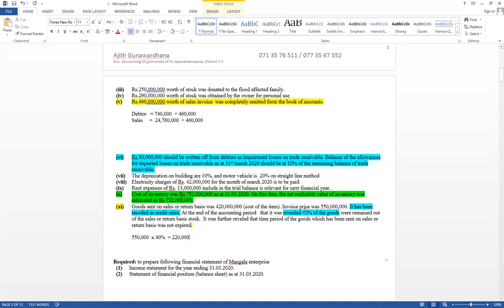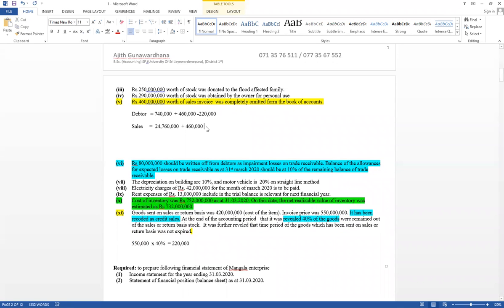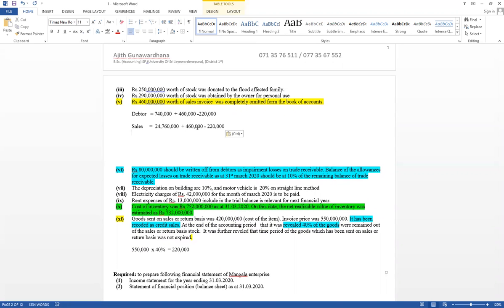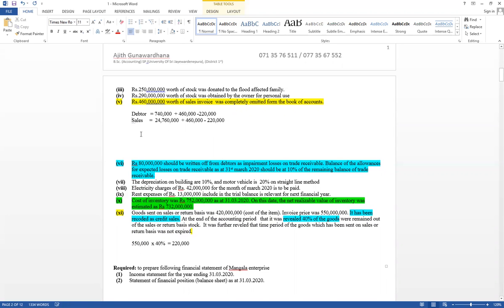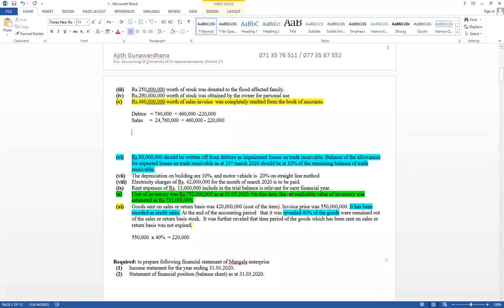Think: it has already been recorded as a credit sale, but 40% was not sold. Therefore, this value should be deducted from debtors and sales. It has already been recorded as a credit sale; now it should be removed. Therefore, that value should be deducted from debtors as well as from sales. Think, we have to calculate the correct sales value and debtor value. And it also affects inventory.